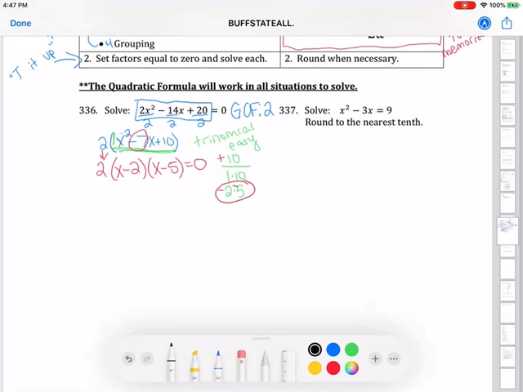Now I want to clarify something at this point. If you're taking a test or a quiz and the directions say factor, you stop at this step. You have completely factored it and you are done. If it says to solve, that's the tee it up part.